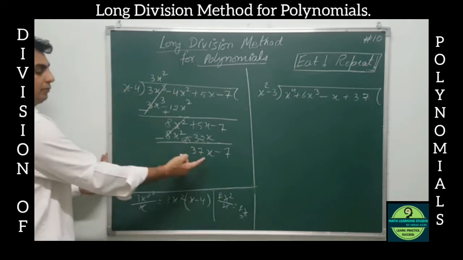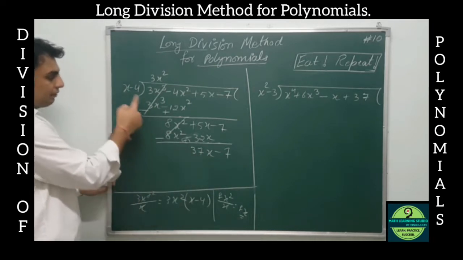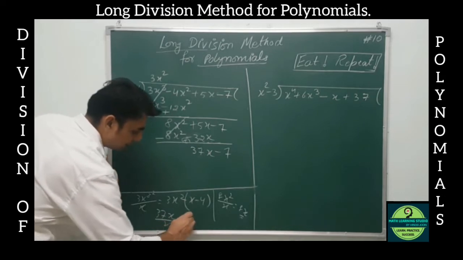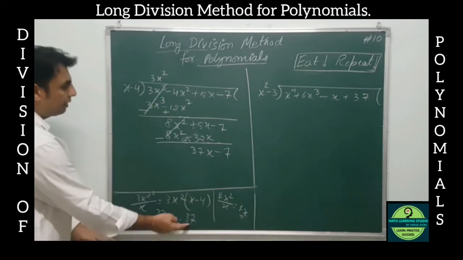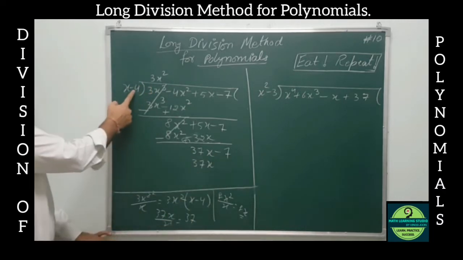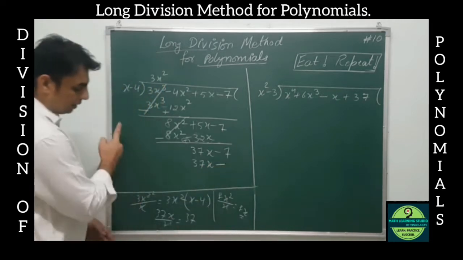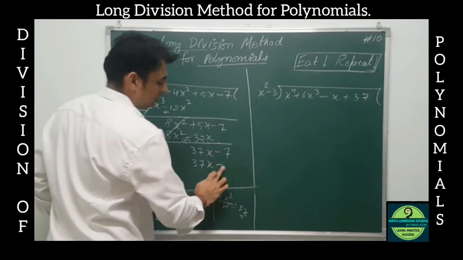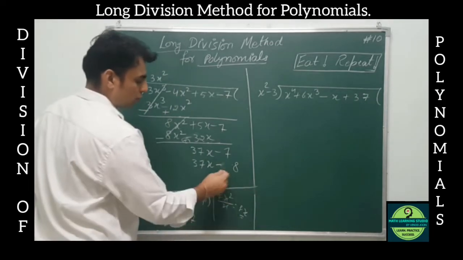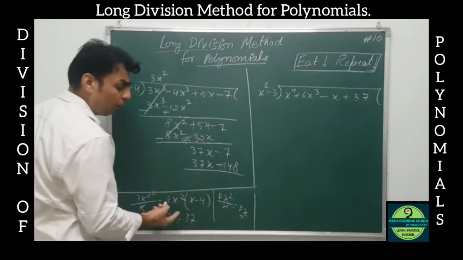37x divided by x, the x will cancel. 37 remains. So 37 into this. So it will be like this. 37x by x becomes 37. 37 into this will be 37x minus 37 into 4. 4 7s are 28, 2 carry. 4 3s are 12 plus 2 is 14. So 148. Now we again subtract.